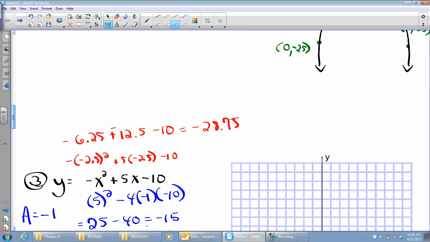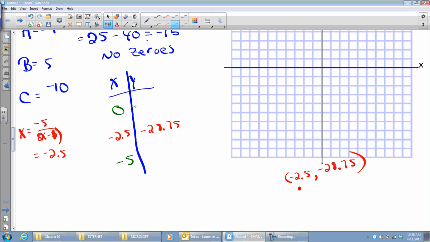Uh-oh. Something's bothering me. Maybe my vertex is wrong. Ah, my vertex is wrong. Look at this. A negative 5 divided by negative 2 is positive 2.5. This point might be right, but it is not my vertex.